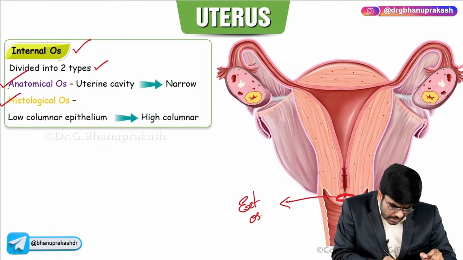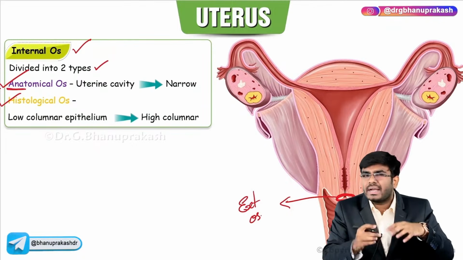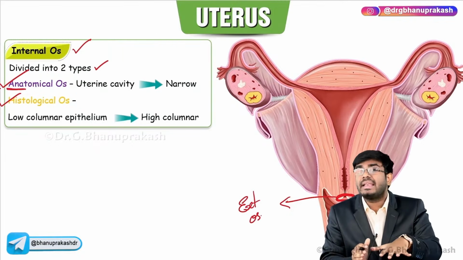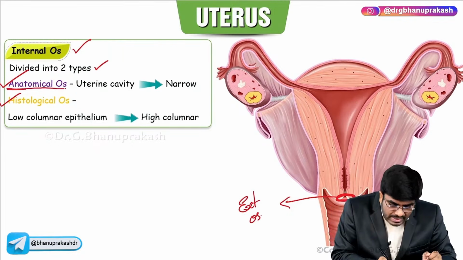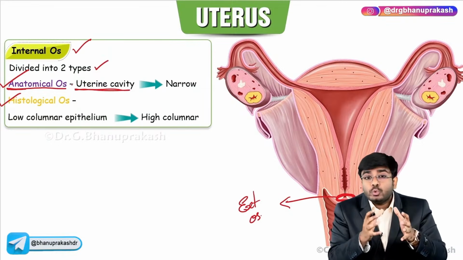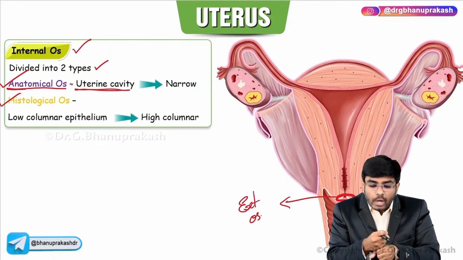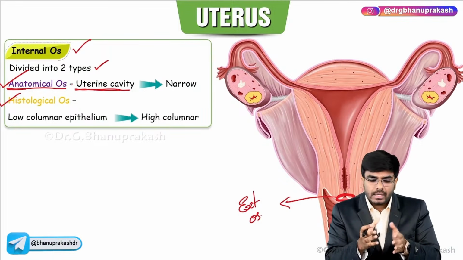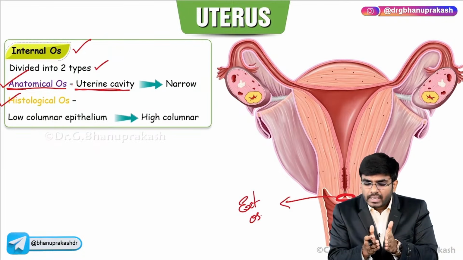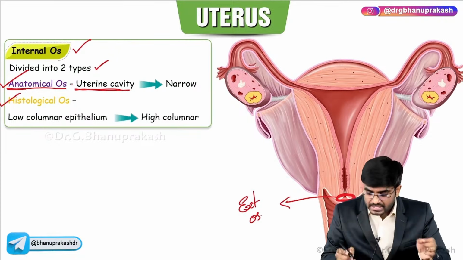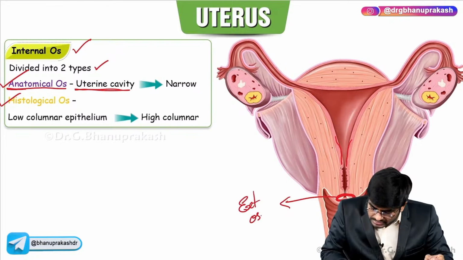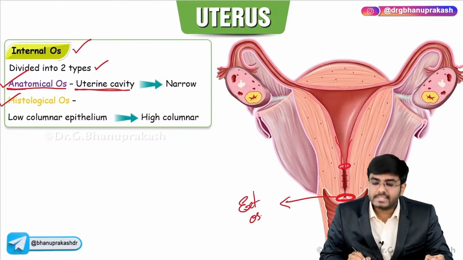Now let's see. In the name itself, it's very clear. Anatomical os means something anatomically relevant. So the anatomical os is a place where the wider uterine cavity is getting narrower. Anatomically, the broad uterine cavity is getting narrower. The place where the broad uterine cavity is getting narrower is known as the anatomical os.